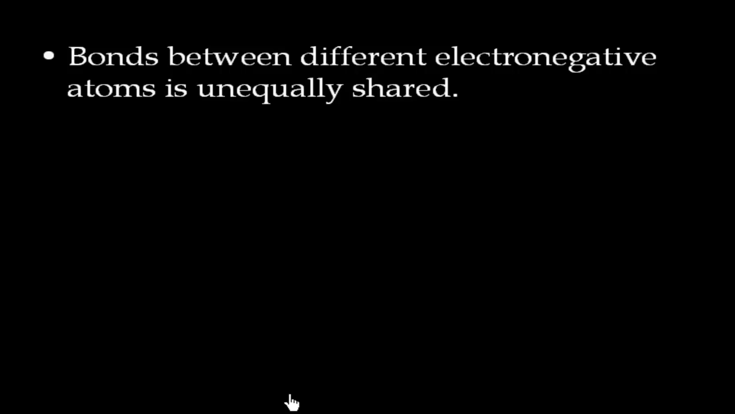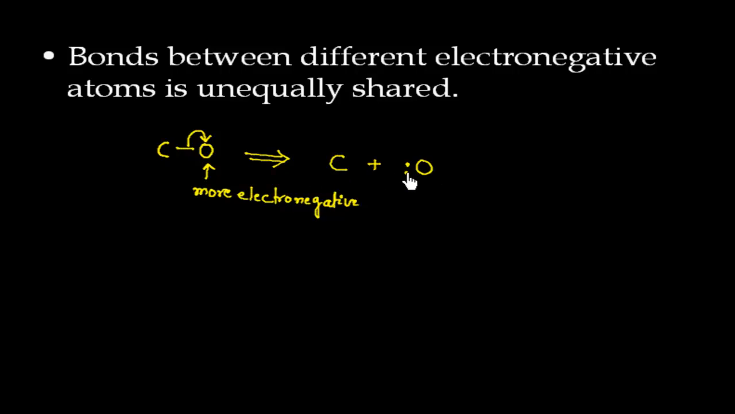Now the next rule is that bonds between atoms of different electronegativity are unequally shared. So let us say I have carbon and oxygen. In this case oxygen is more electronegative. So what will happen? This bond pair will be unequally shared and these two electrons will basically go to the oxygen side. So if I want to break this bond, carbon will get none of the electrons and oxygen will get both of the electrons.